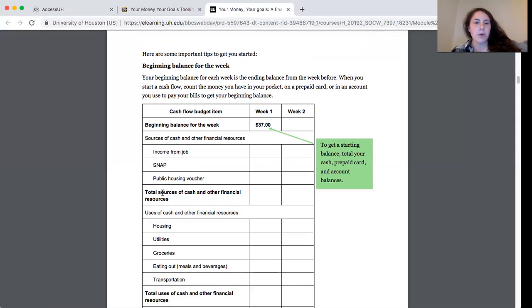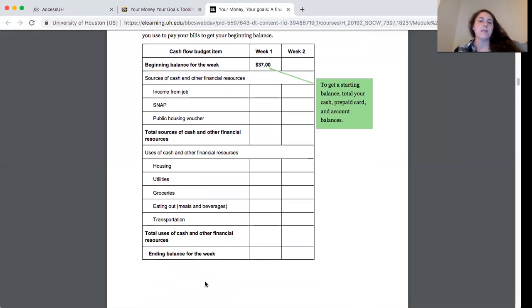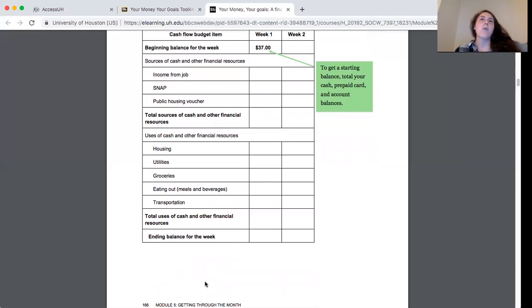So under here in bold, total sources of cash and other financial resources. So this is basically, in short, my expenses. Okay, so uses of cash, the way I use my cash and other financial resources. So I'm going to pay my house, I'm going to pay my utilities, groceries, eating out, transportation. Again, the categories can be as long or as short as whatever works for me.